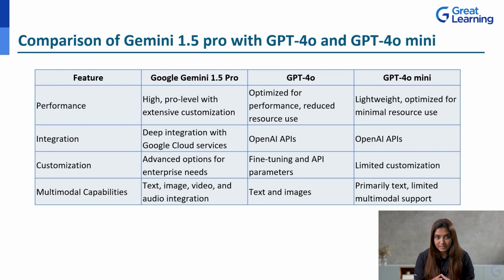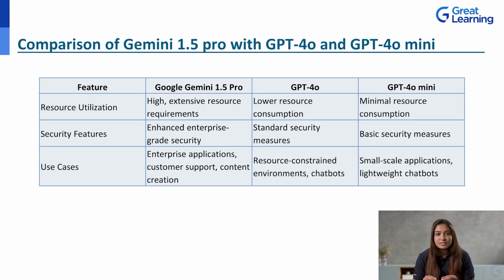Next, multimodal capabilities. How many modalities you can integrate, how you can work, how is that capability? When it comes to Gemini, it is for text, image, video and audio integration. But when it comes to GPT, you can integrate text and images. When it comes to mini, it is primarily text, limited multimodal support. It is not that supportive for multimodal capabilities. Then comes resource utilization. It has a higher and extensive resource utilization in Gemini, but lower consumption in GPT-4o and minimal resource consumption in mini. That is the main motto of mini, that we have to give minimal resource consumption capability.